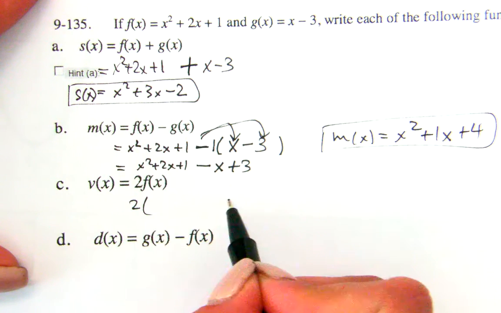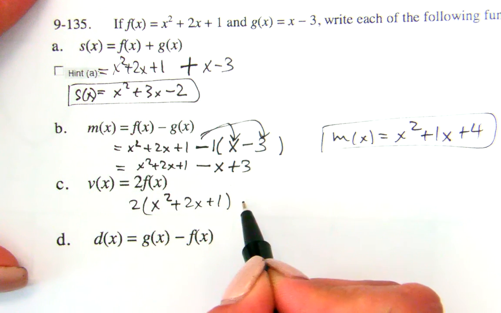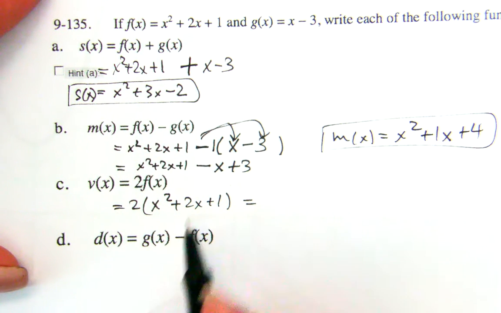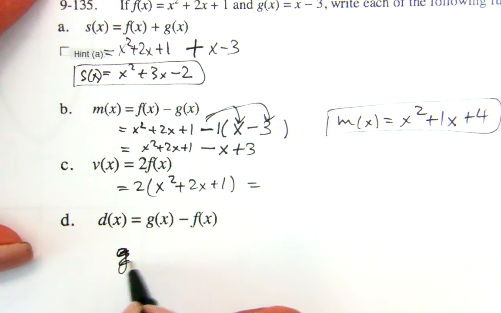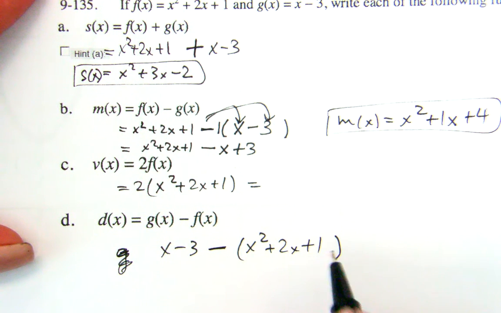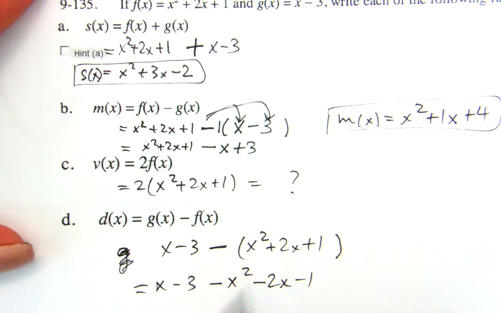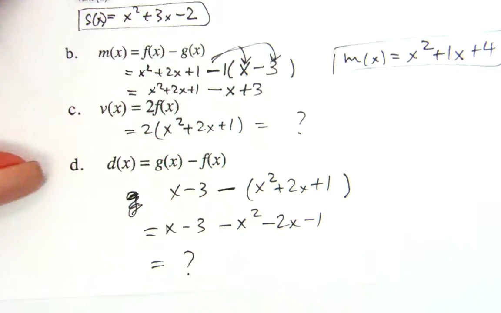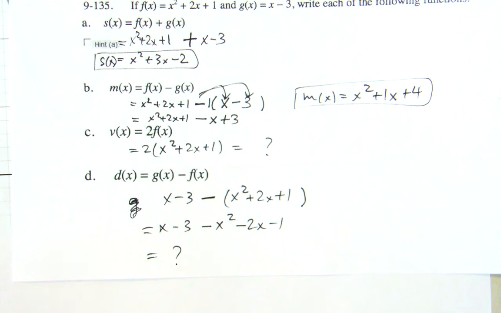And then 2 times f of x, well, 2 times f of x is 2 times x squared plus 2x plus 1. And then g of x minus f of x. Okay, so we're just going backwards, no problem. So g of x was x minus 3, minus everything that f of x was, which was x squared plus 2x plus 1. And then you need to distribute and clean it up some more. All right, so that was A, B, C, and D. Okay, so I'm going to stop here with this one, and then I'll pick up on the other ones.